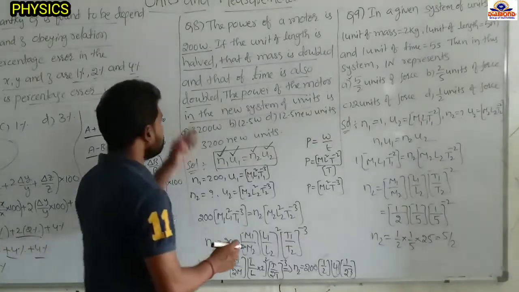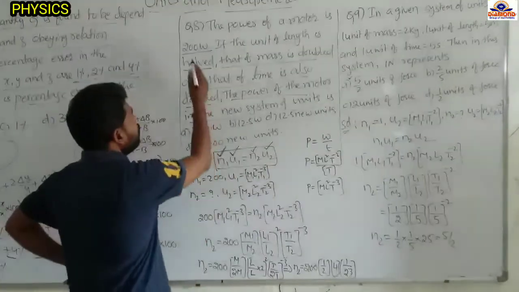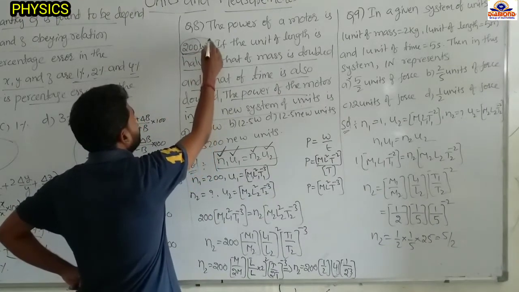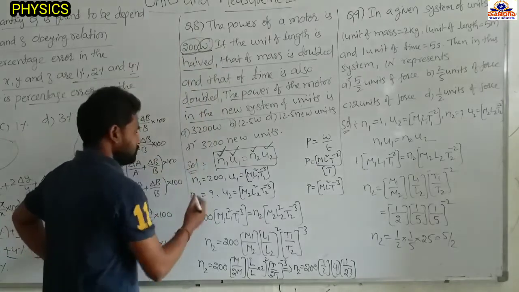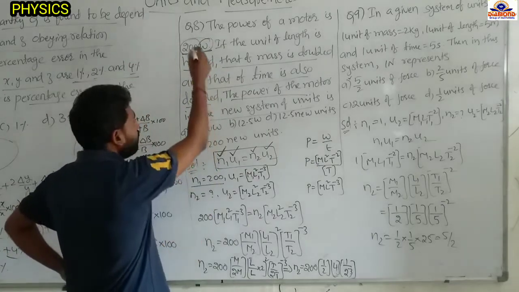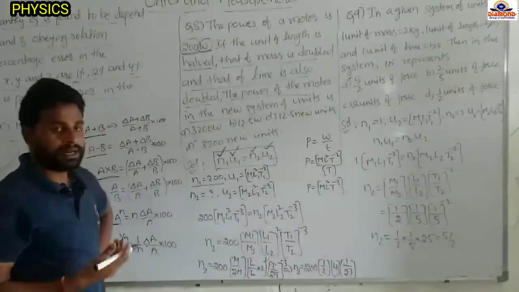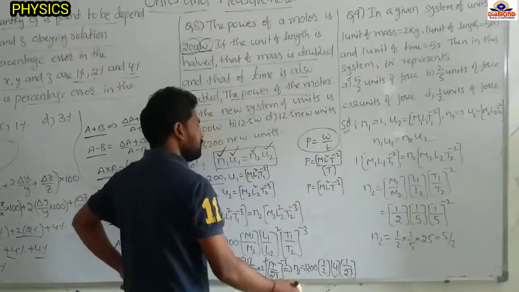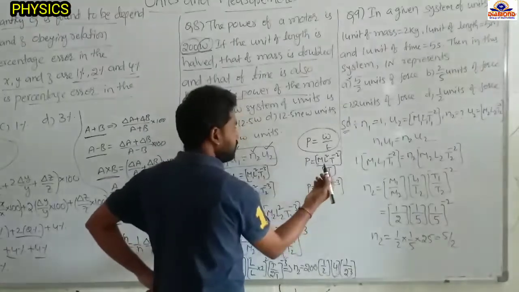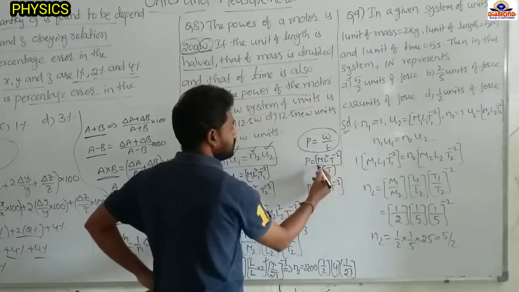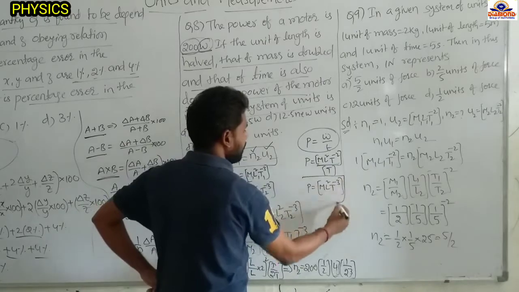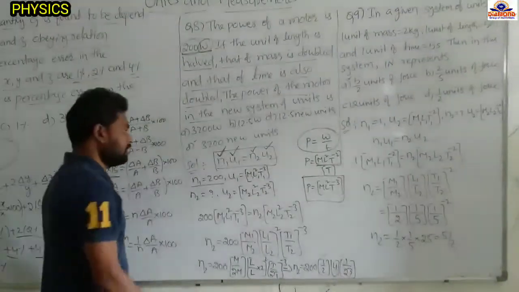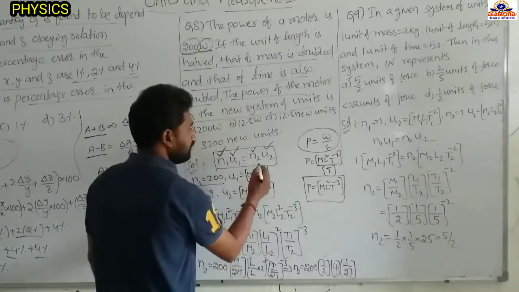Okay, so now according to the data, 200 watt, so n1 equal to 200 is the numerical value, and we have to express this physical quantity in terms of dimensions. So power equals work done per time. The work done dimension formula we already know, M L square T power minus 2, per time T, and we will get the power as M L square T power minus 3. This is the dimensions of the power.